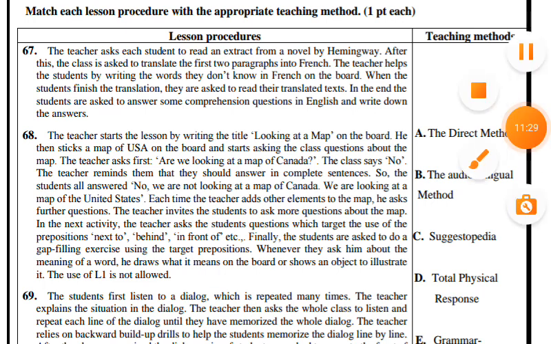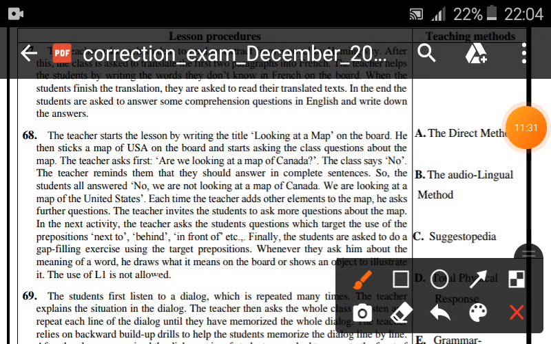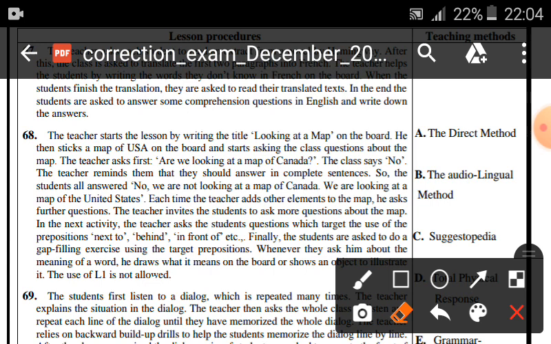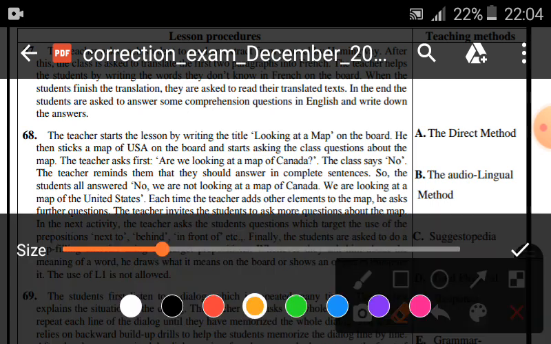This is what I'm talking about. This sentence. What happened here?